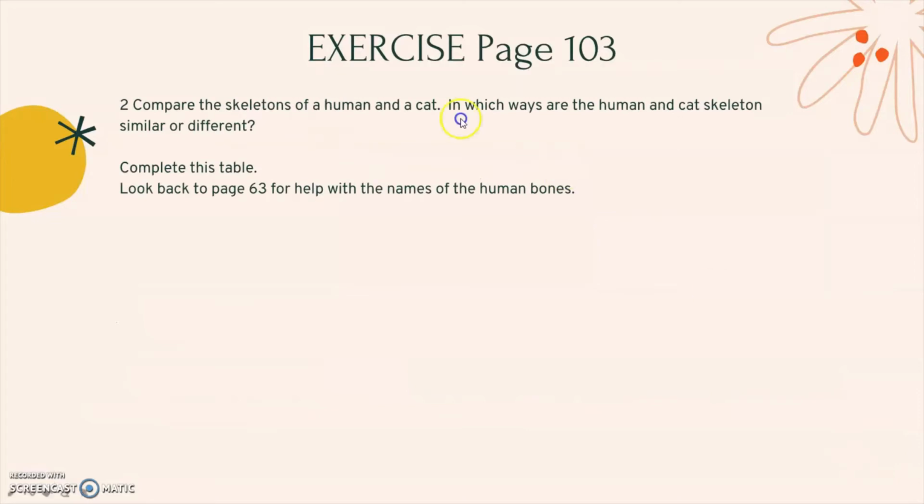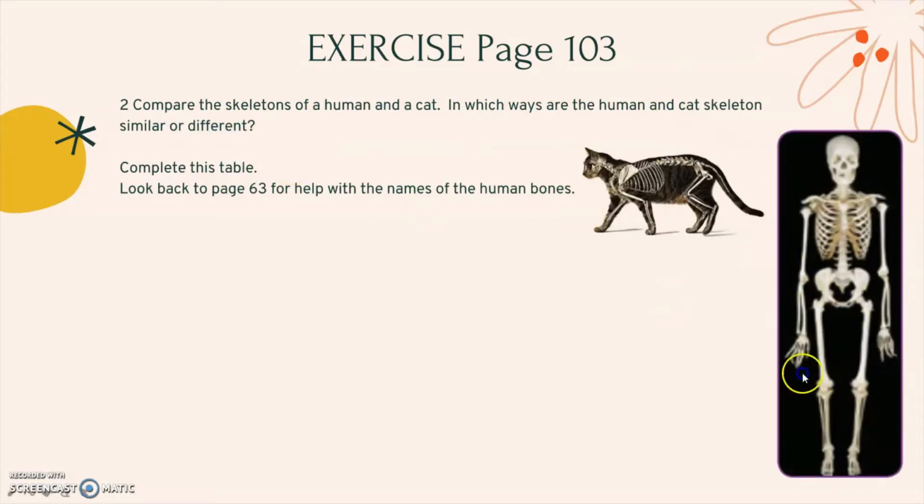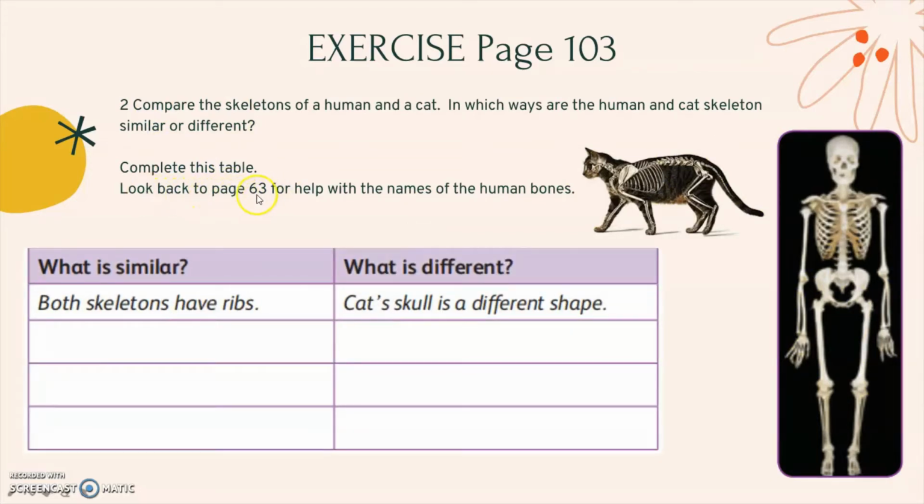Next, exercise, still on page 103, but in number 2. Compare the skeleton of a human and a cat. In which way are the human and the cat skeleton similar or different? Complete this table. Look back to page 63 for help with the names of the human bones. You can open your book again to page 63.